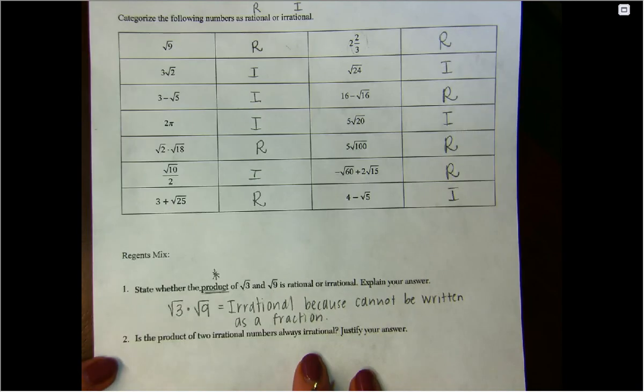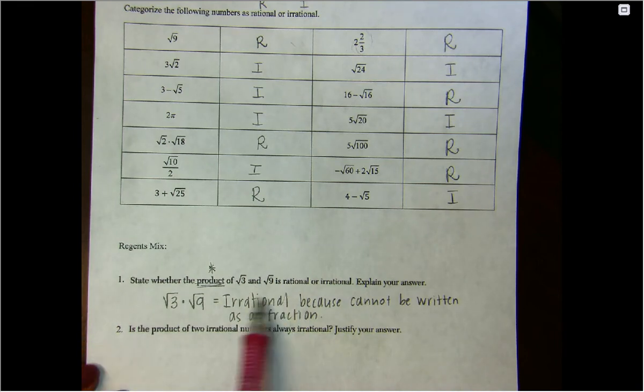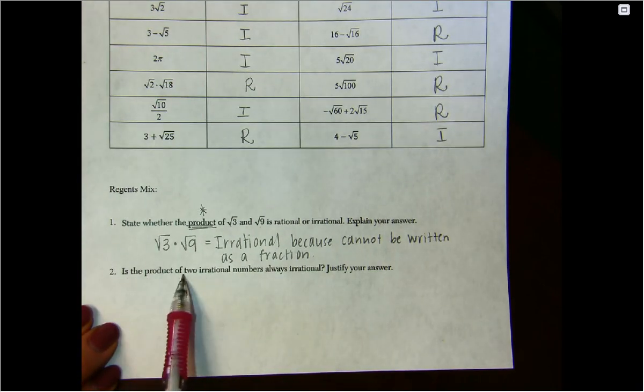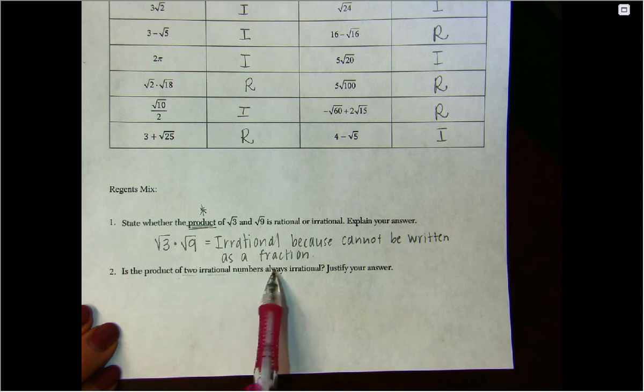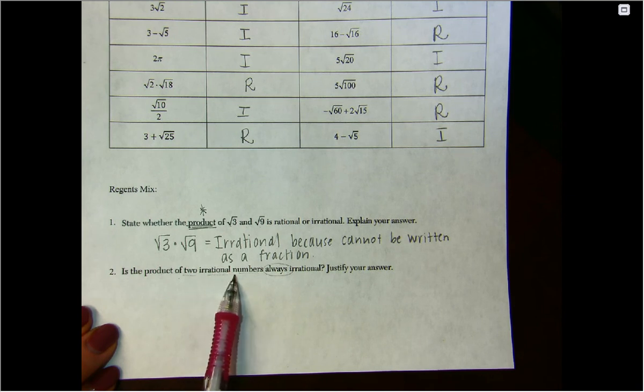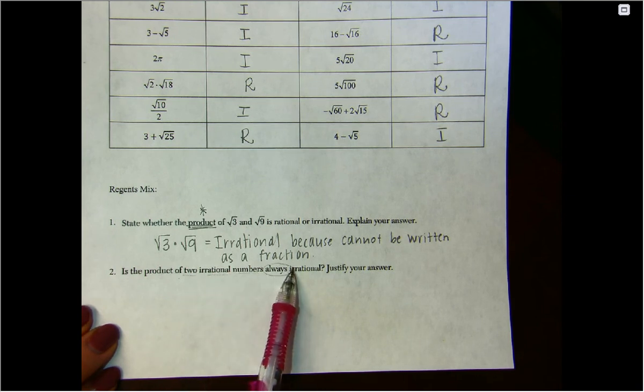Okay, oopsies, got a little twist on you. So this is irrational because this actually can't be written as the ratio of 2 integers, or aka a fraction. So let's see, is the product of 2 irrational numbers always irrational? Well, we have to think about this. So is the product of 2 irrational numbers always irrational? I think we saw an example like this already.